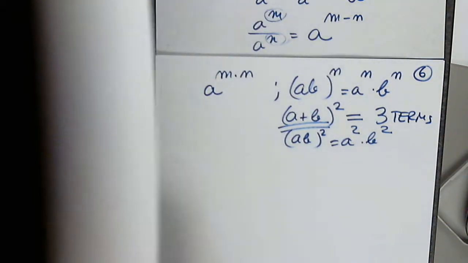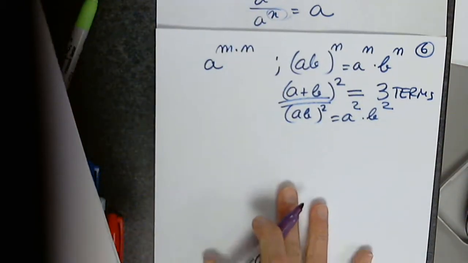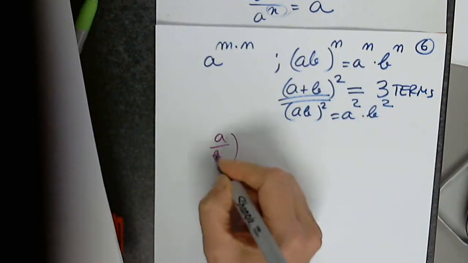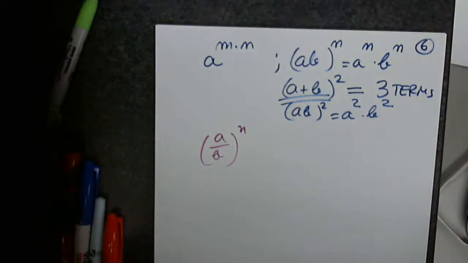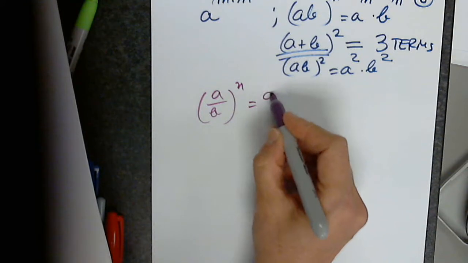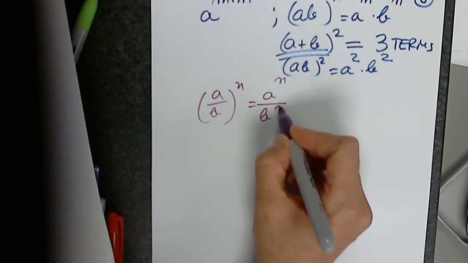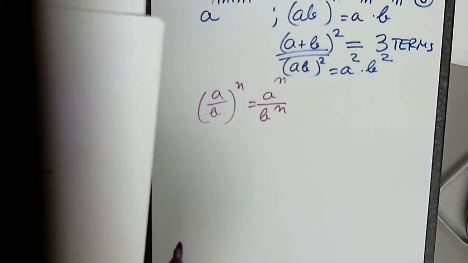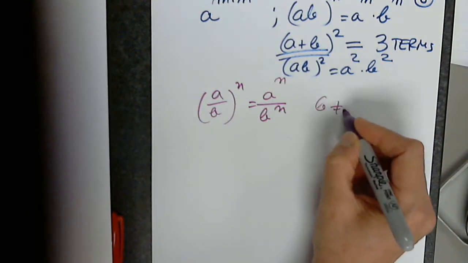A over b raised to the nth power. A over b raised to the nth power is a raised to the n over b to the nth power. Of course, b cannot be 0. We know that.